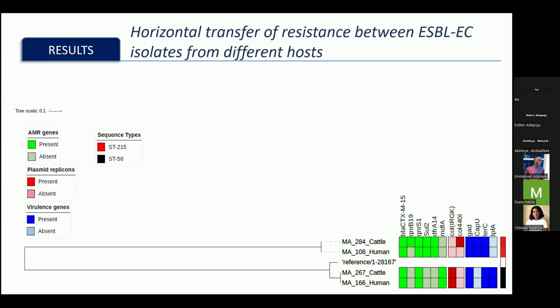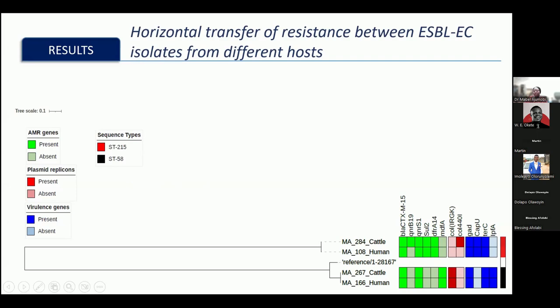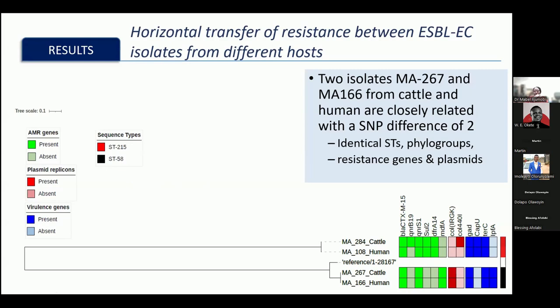So this phylogenetic tree is just emphasizing that we had isolates from humans and cattle that were closely related. If you look down here, you'd see that this particular isolate is from cattle and this one is from human. They had the same ESBL gene. They had identical, and the rest of the resistance genes were similar for both. They had the same plasmids. They had the same virulence genes, and they had the same sequence type. So this is the key here for you to know that they were both ST58. These two were both ST215, although there were some variances with this one, but these two were very closely related with a difference of two SNPs apart. So they had identical, I mentioned all of that.